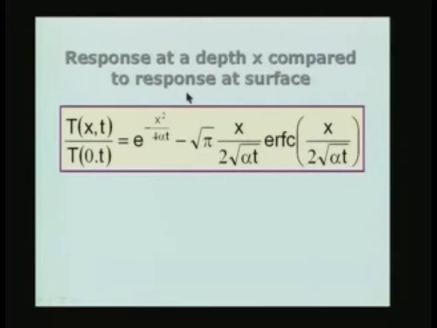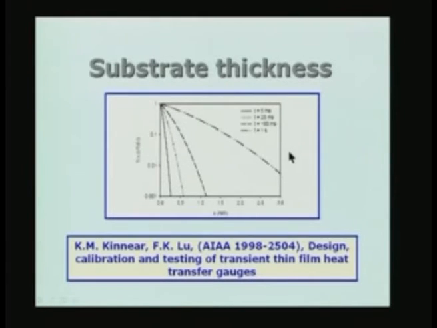And now if I compare the response at a depth compared to the response at the surface, I just have to take the ratio of the two quantities, and you will see that this is what is going to happen. And why this is important, we will see in a moment. It is useful in determining the substrate thickness. What is the thickness of the substrate required given the properties of substrate, such that we can assume the substrate to be a semi-infinite solid? That means that the surface temperature will show the square root of time dependence only if the substrate is thick enough to justify this.